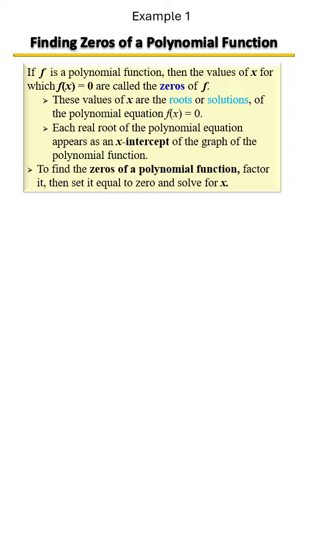Recall that to find the zero of a function, you can set the function equal to 0 and solve for x. And when you solve for x, those are your roots, aka solutions, also known as the x-intercepts of the graph, the point where the graph crosses or touches the x-axis.